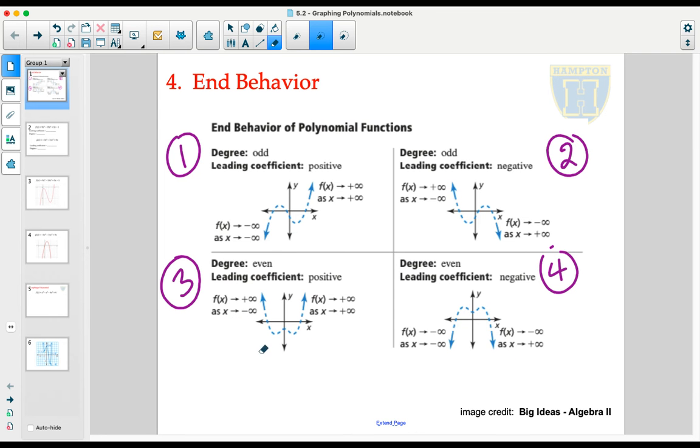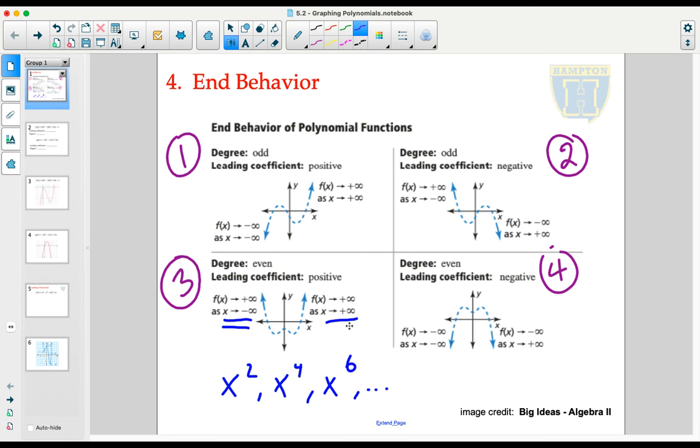Situations numbers 3 and 4. In these situations, something like x squared, x to the 4th, x to the 6th, and so on. In these situations, we anticipate that regardless of the number that we put in, in the long run we're going to get positive results. And that should make sense. When you square something, you raise it to the 4th power, you raise it to the 6th power, regardless of whether or not it's positive or negative, you should anticipate a positive result.